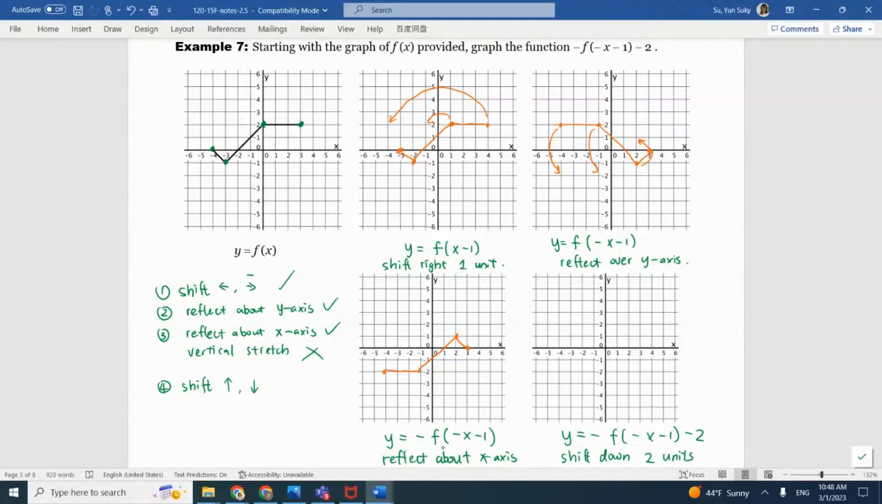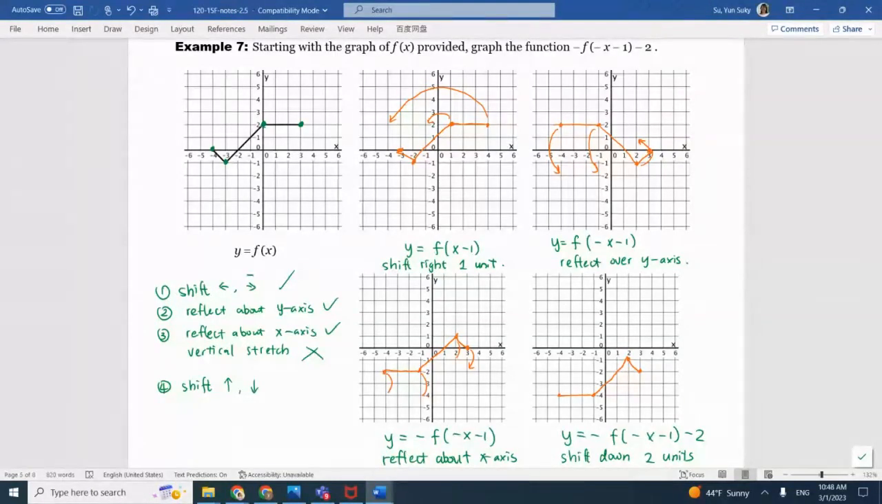And then we move down 2 units. So this point moves down 2 units right here. This point moves down 2 units here. This point moves down 2 units here, and this point moves down 2 units here. So do you get this picture? Yes? Okay.